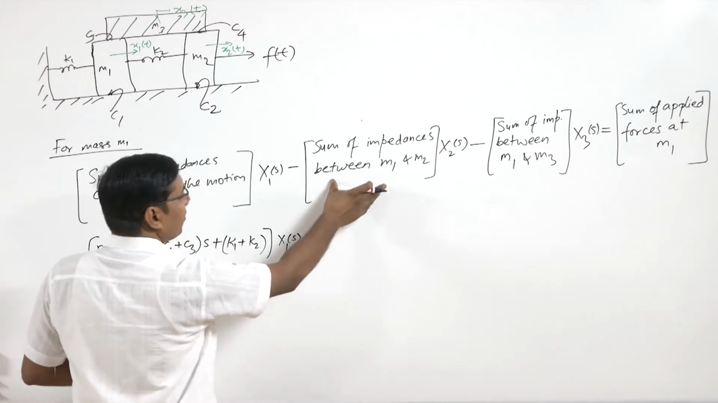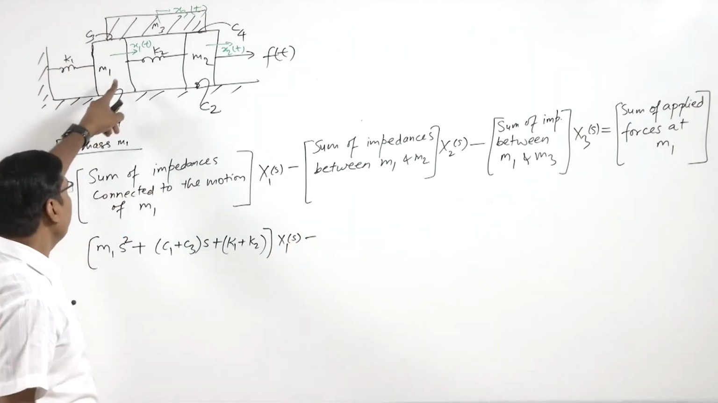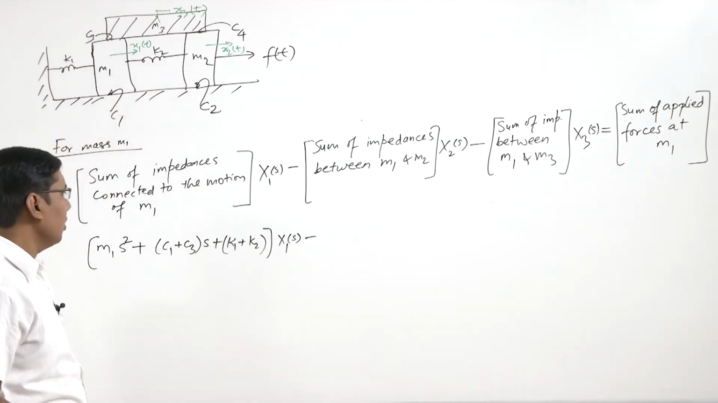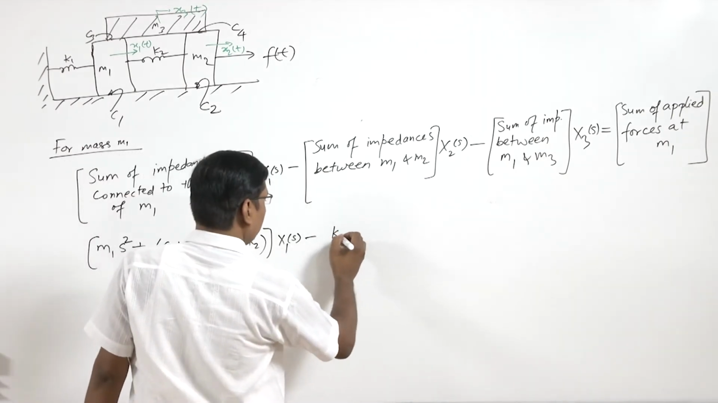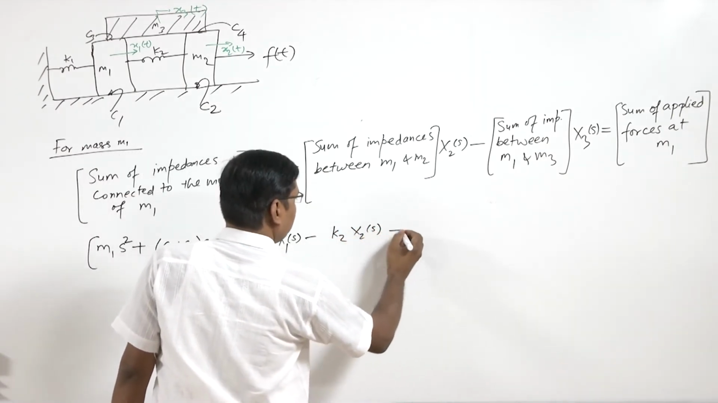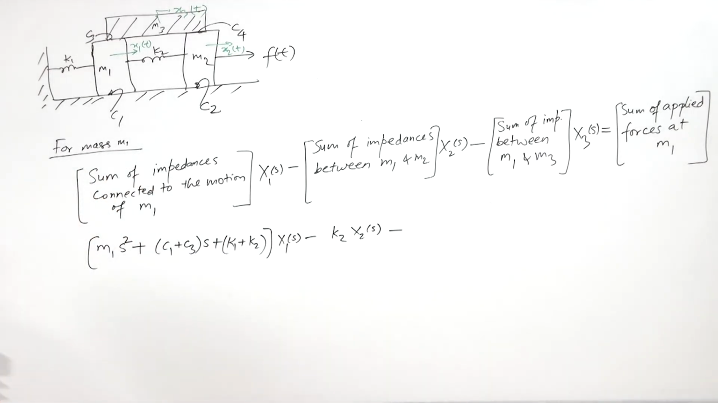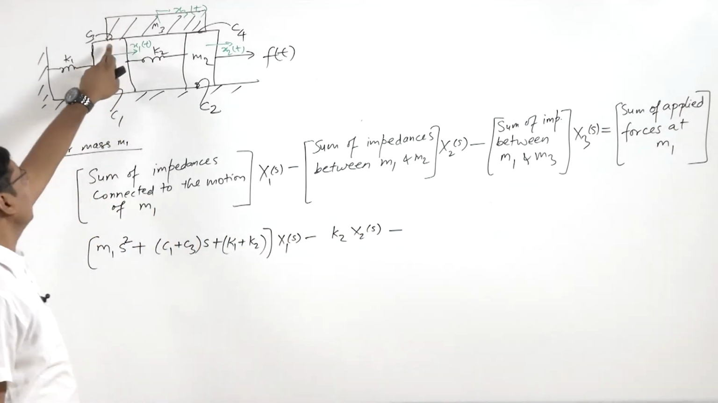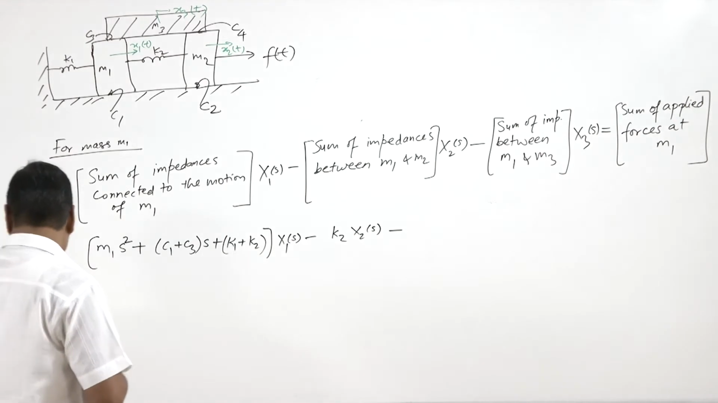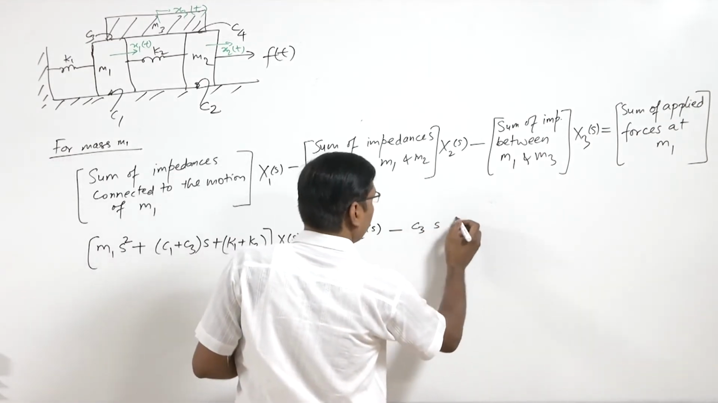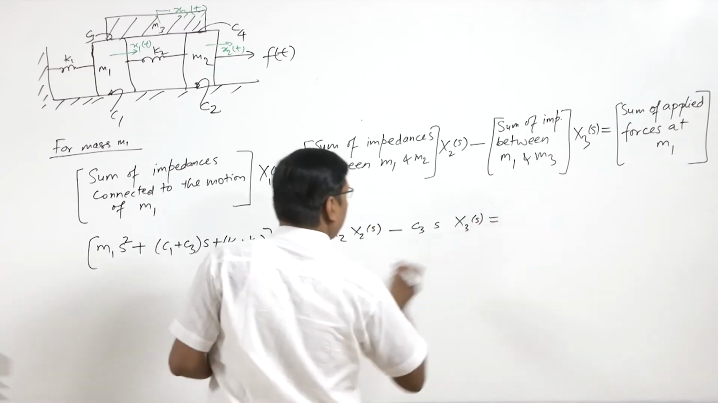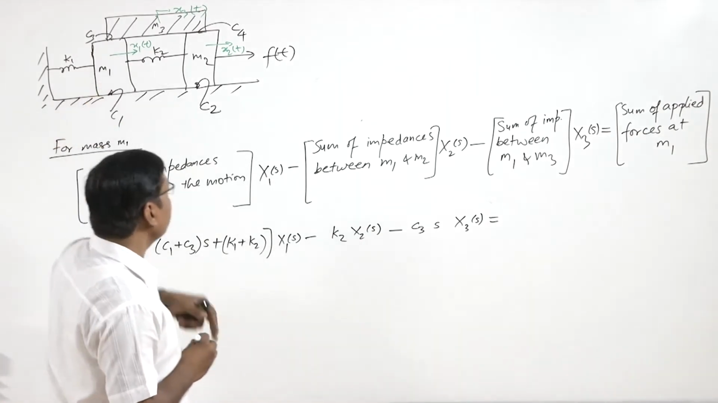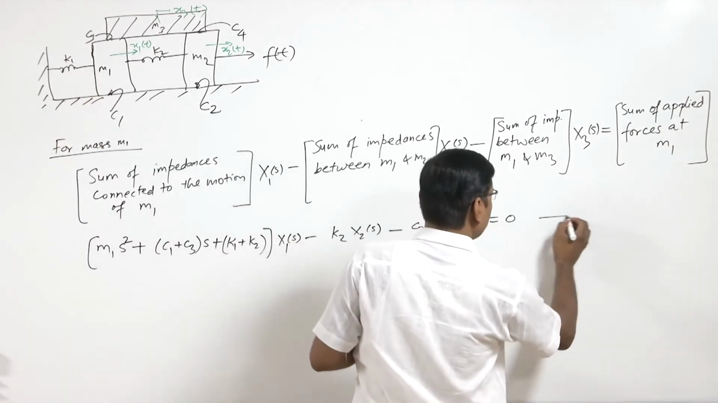Minus the sum of impedances between M1 and M2. Between M1 and M2 there is impedance only due to spring K2 that is connecting these two masses. So minus K2 into X2(s), minus the sum of impedances between M1 and M3. Between M1 and M3 there is C3, so minus C3 s into X3(s), equal to the sum of applied forces at M1. M1 is not subjected to any force, so this is 0. This is equation number 1.